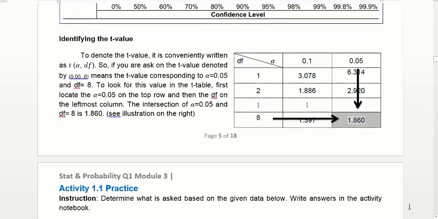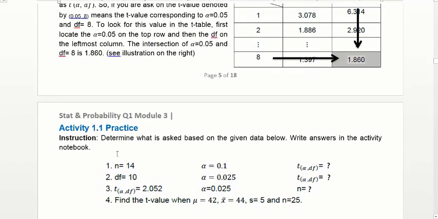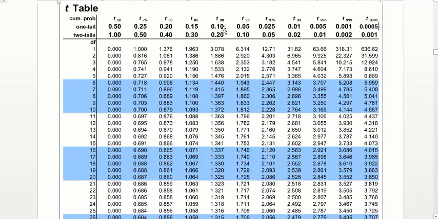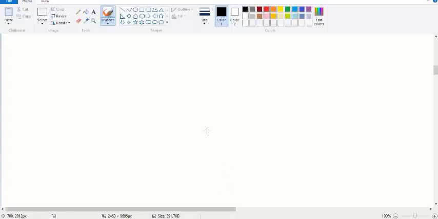Moving forward to our module. Identifying the t-value: I already gave you an example of how to get it. So let's practice. I have 4 questions here. Number 1: n is equal to 14, and the alpha is 0.1. What is the t-value? Remember, to get the degrees of freedom, it should be n minus 1. So, the degrees of freedom is 13. Let's find 0.1 and 13. This one: 1.350. That should be the answer.